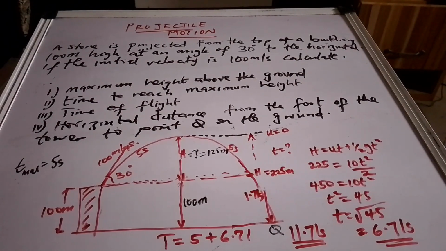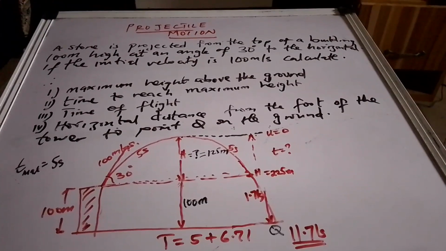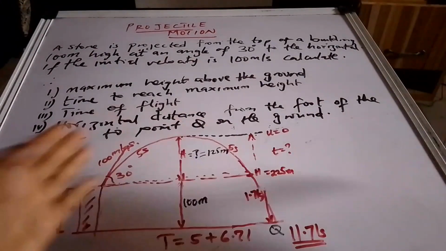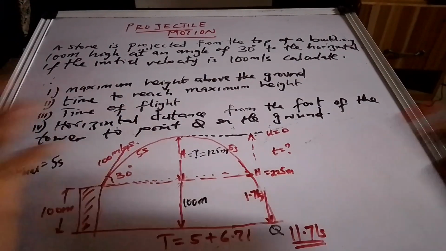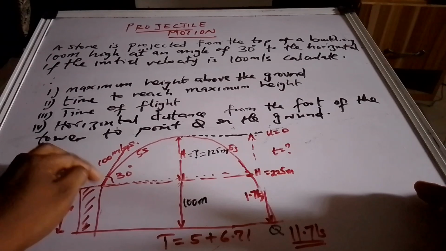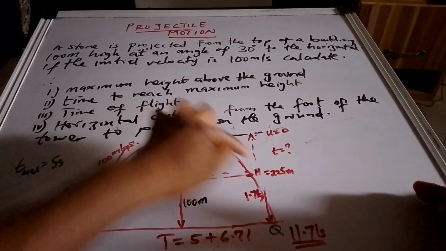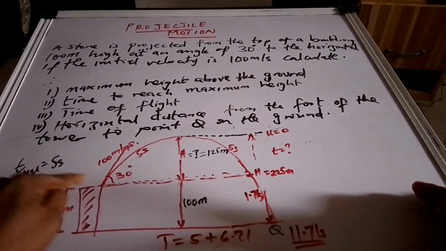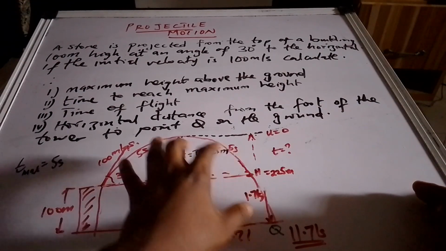So let's look at the last one, which is the horizontal distance covered from this point to point Q. How do we find our horizontal distance, which is our range? Remember, range is r equals u square sine 2 theta over g. But because this projection starts from here and does not stop at the same horizontal level, it landed here. So it's just like the previous example we did.